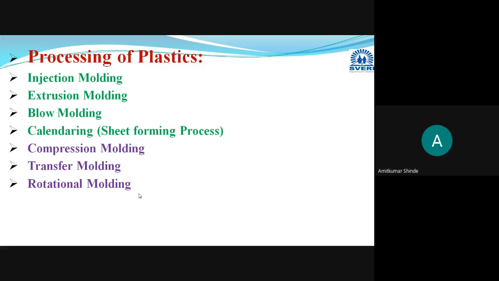Okay. So if you have understood this part, shall I move towards the next slide? Depending on the material, these four are generally used for thermoplastic materials, and these three methods, compression, transfer, and rotational molding, will be used for processing of the thermosetting materials, like urea formaldehyde, melamine formaldehyde, or epoxies.